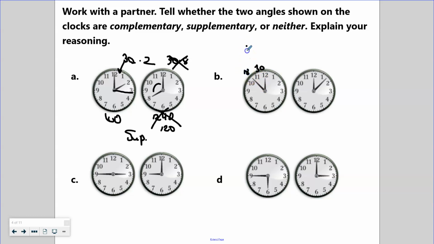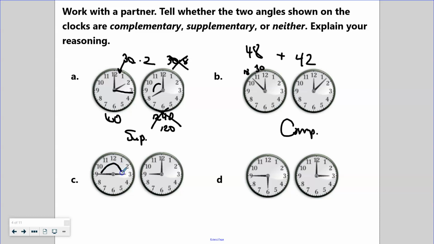This is getting a little tricky here. So that one's 48. And then over here we have, this is 30, 36, sorry, 6, 12. So 30 plus 12 is 42. And we add those together and they equal 90. So we would say these are complementary angles. All right.